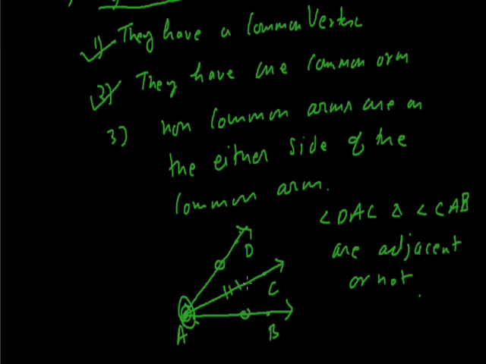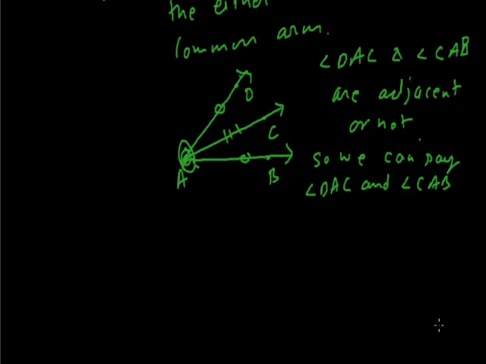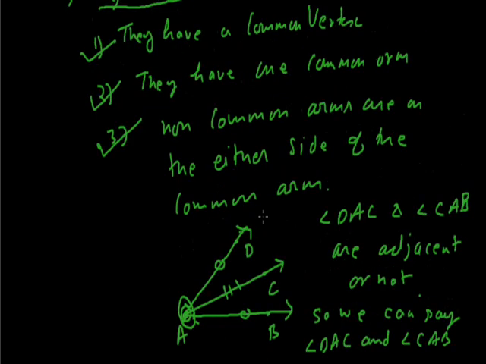So they are on either side of the common arm. तो अपन कह सकते हैं कि ये कंडीशन भी आपकी फुलफिल हो रही है. So we can say that DAC and CAB are the adjacent angles. So we can say angle DAC and angle CAB are adjacent angles. So in this way we can define adjacent angles. For adjacent angles, these three conditions should be fulfilled. Okay.